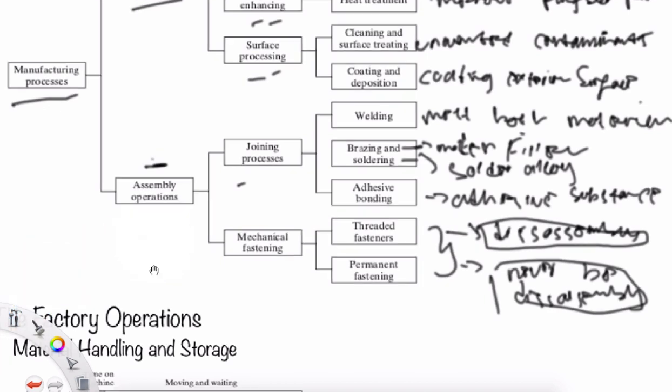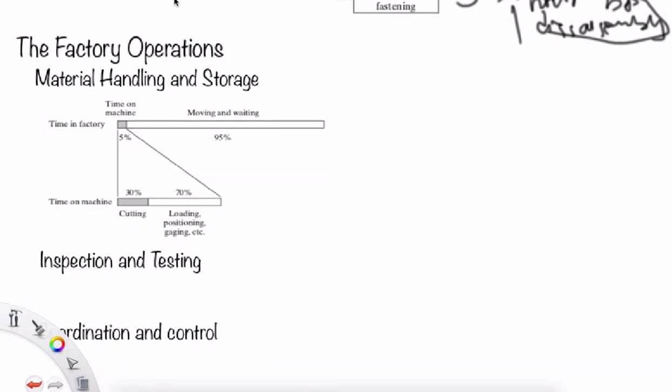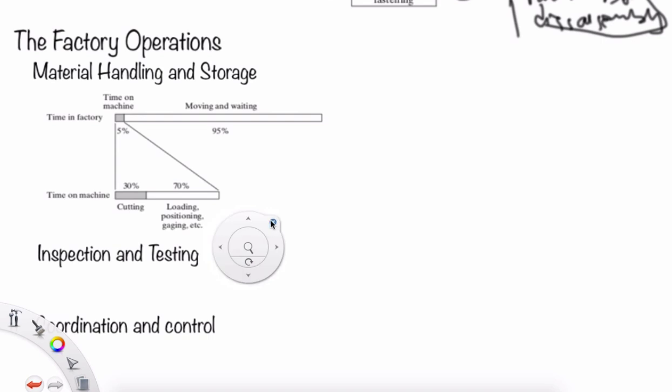Okay, then we will see the factory operation. Actually, we have four factory operations. The first is processing and assembly, which we discussed before in the previous year. The second is the factory operations. The others are material handling and storage, inspection and testing, and coordination and control.